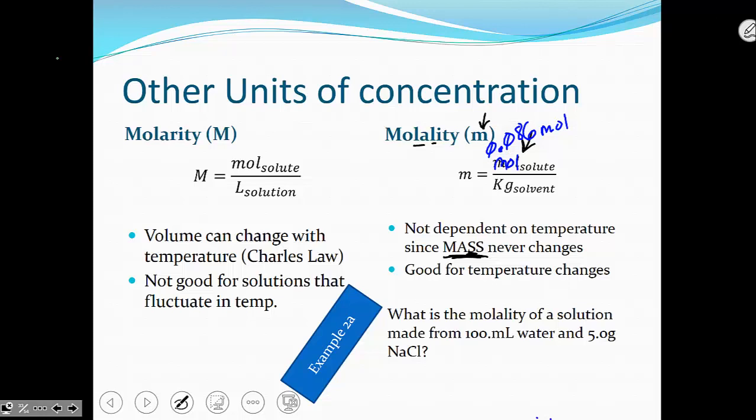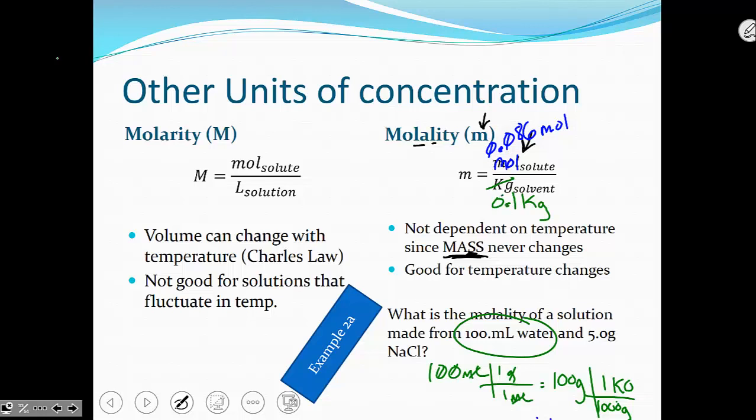Now that's for every kilogram of solvent. Our solvent here is the thing you have more of. We have way more water. 100 milliliters of water, since water has a density of 1 gram for each milliliter, means that we have 100 grams of water. And there are 1,000 grams in every 1 kilogram, so we have 0.1 kilograms of water. So if we divide 0.086 by 0.1, we get the molality of this solution being 0.86 molal sodium chloride.